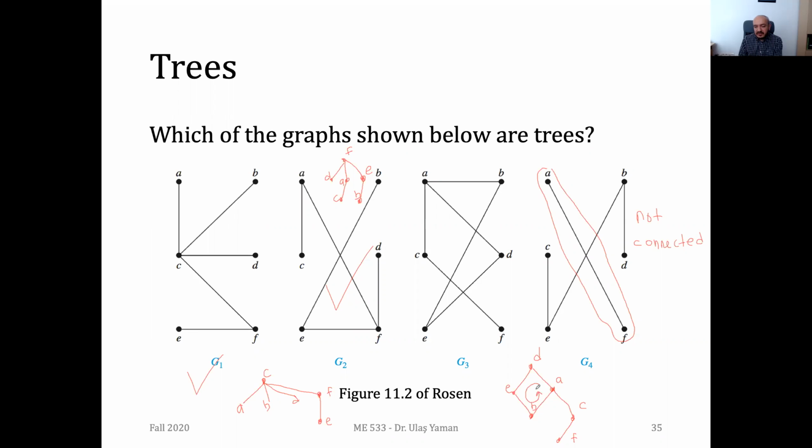So you can see that since we have a circuit here, I cannot say that G3 is a tree. This is not valid. So we have only two trees in this given set of graphs. G1 and G2 are examples of trees, since they satisfy the definition of trees. They are connected and they don't have any circuits inside. Any questions, guys, about the definition of trees and how we check whether the given graph is a tree or not?